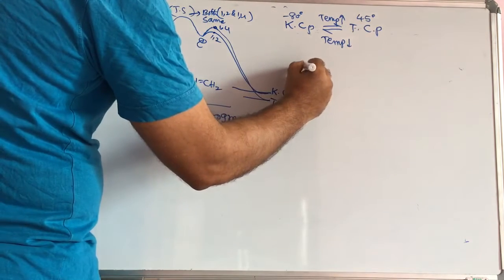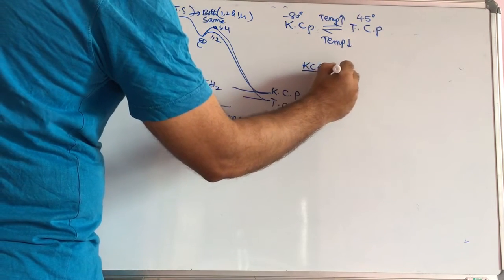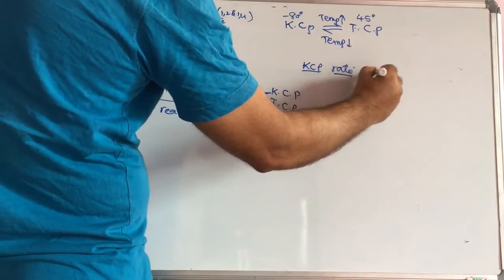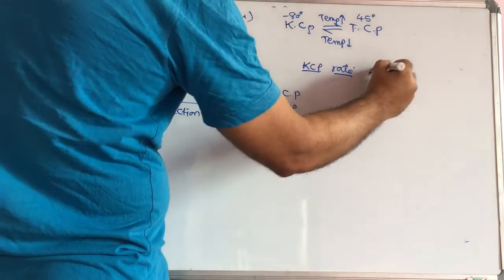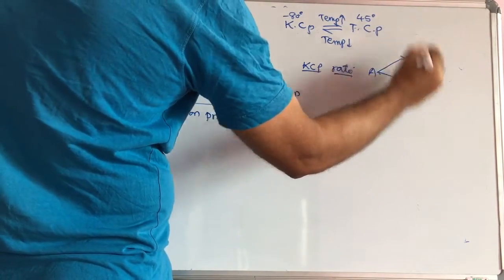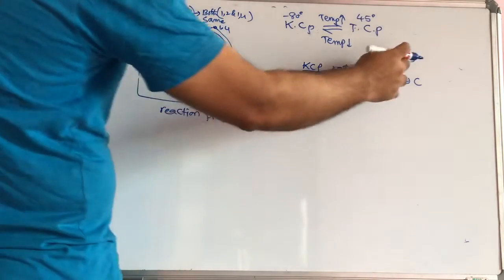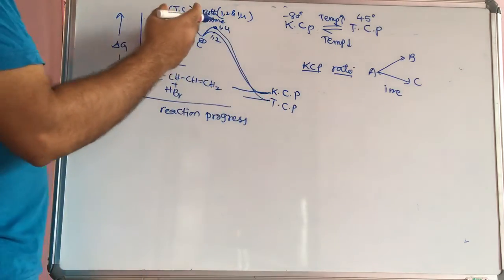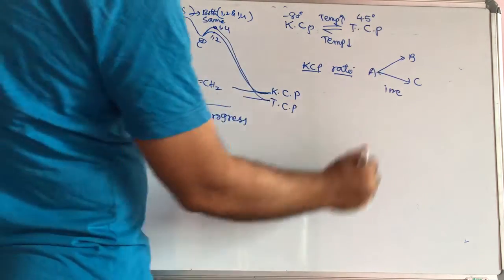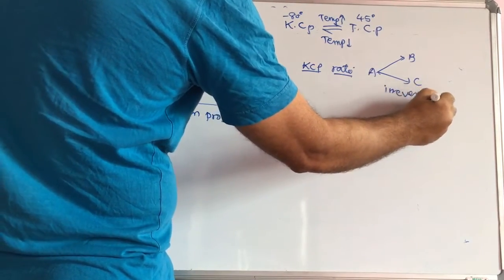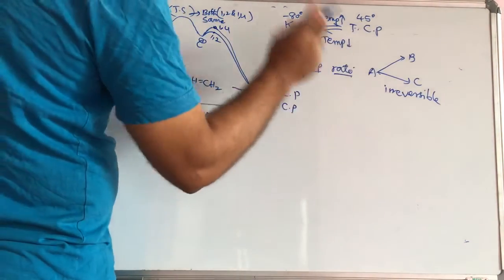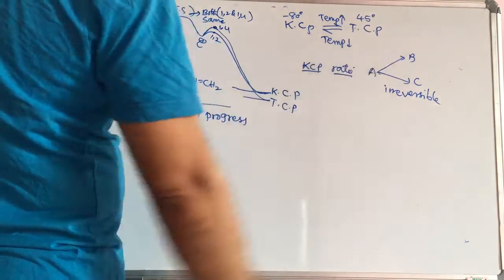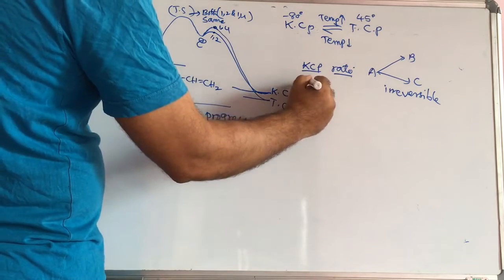So the kinetically controlled product depends on the rate, how fast it is formed. For example, A is one reactant, and it gives B and C products. These two steps are irreversible because it depends on the rate; the formed carbocation is immediately converted into the product, irreversible for both. Keep in mind it depends upon the stable carbocation, and that is called the rate-dependent product, the kinetically controlled product.